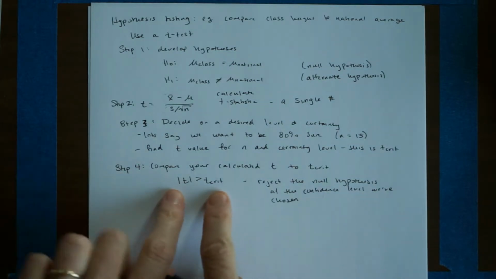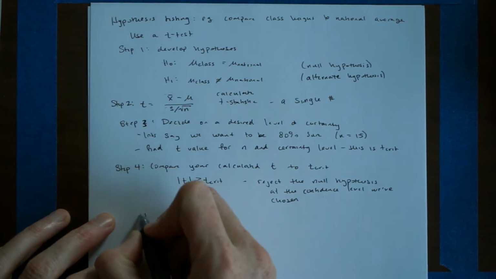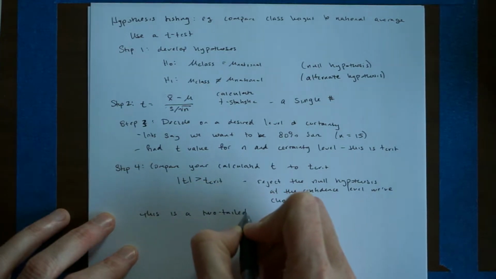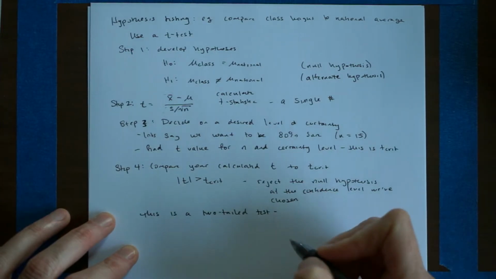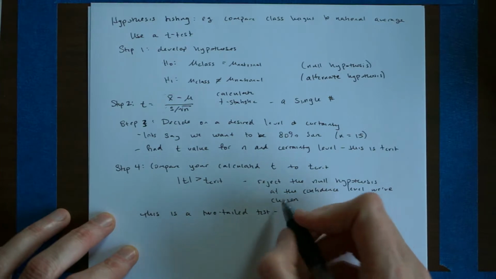So I'll note that this test is called a two-tailed test. It is simply testing for difference. So it tests for difference, but it doesn't test for which direction that difference is in.